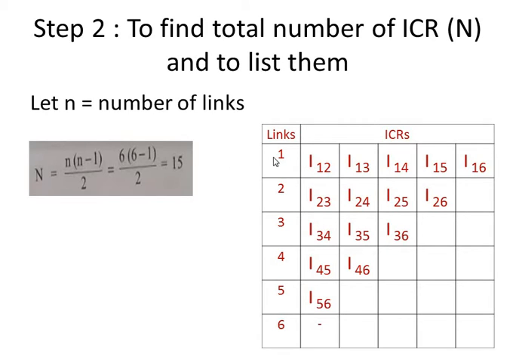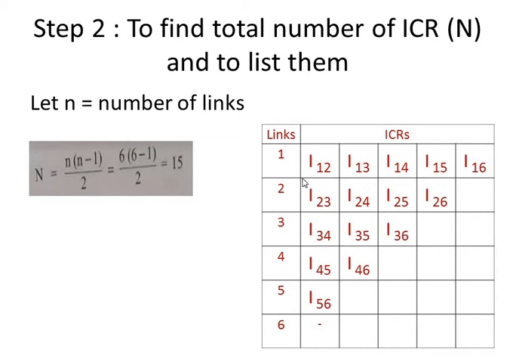So say take links 1 to 6 and here we have to locate the ICR. So how to write these ICRs? Now consider link number 1. Link number 1 with link number 2 will give ICR I12. ICR of link 1 with 3 is I13. ICR of link number 1 with 4 will give I14. ICR of link number 1 with 5 will give I15. And ICR of link number 1 with 6 will give I16.